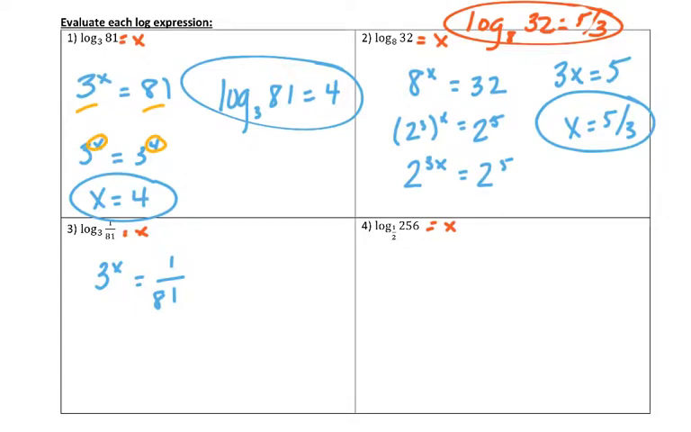3 and 81 both have a common base of 3. So we're going to write them with a common base of 3. We're going to put it in the denominator just like we have it. So 3 to the power of x equals 1 over 3 to the 4th power. And then we're going to go from there, okay?